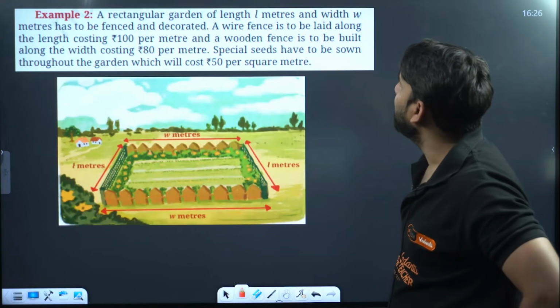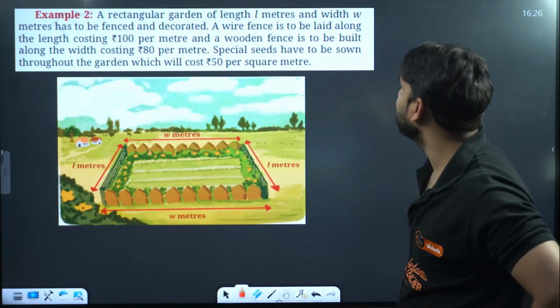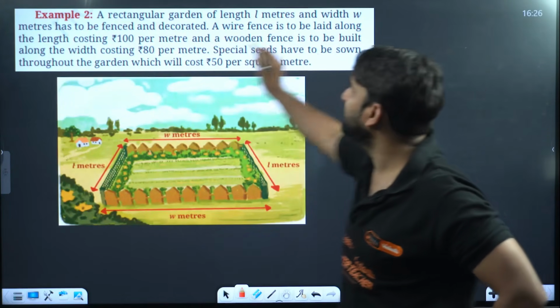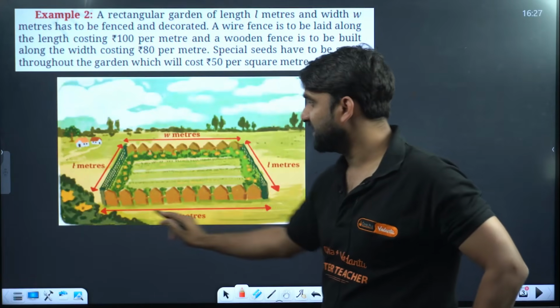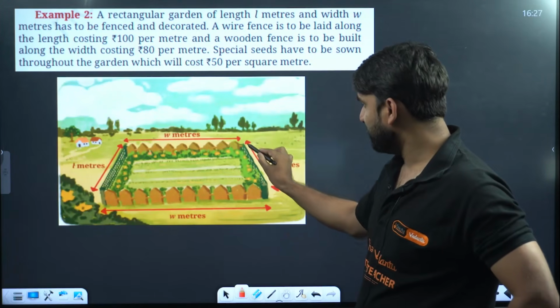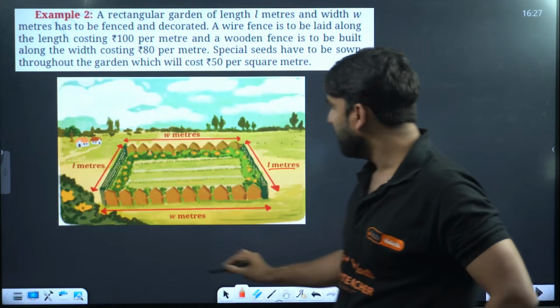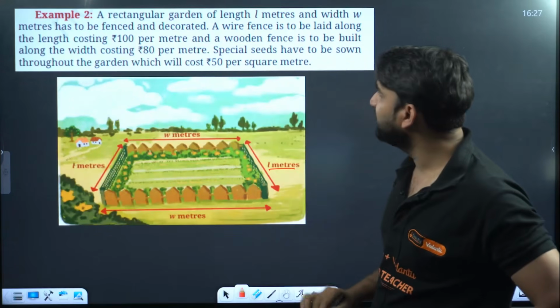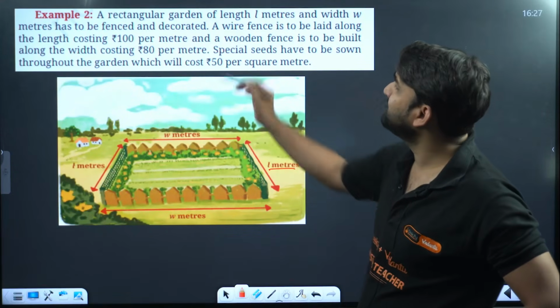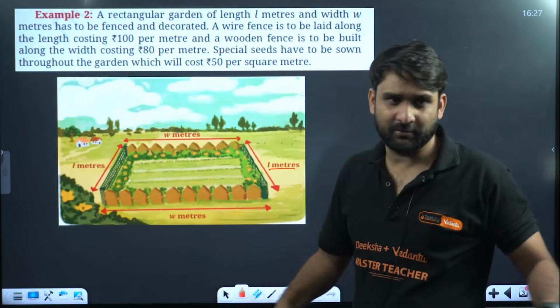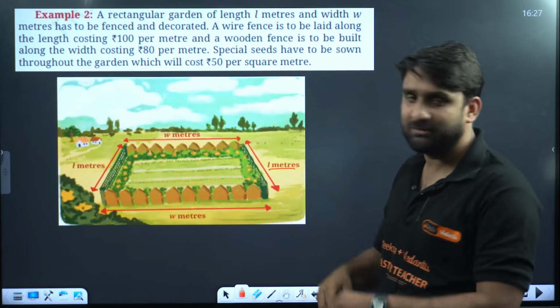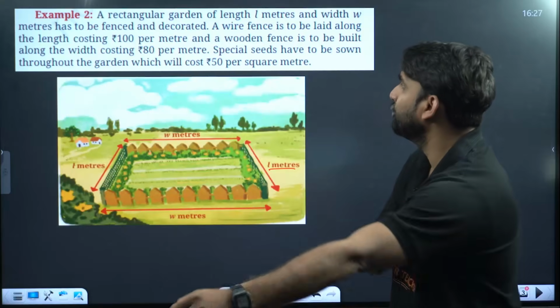A rectangular garden of length L meters and width W meters. So basically there is a rectangular garden. This is a garden structure photo, with a length of L meters and a breadth of W meters. It has to be fenced and decorated. Fenced means covering from outside, and decorated, so there may be some decoration work that needs to be done there.